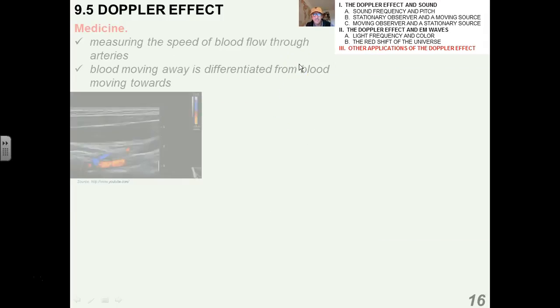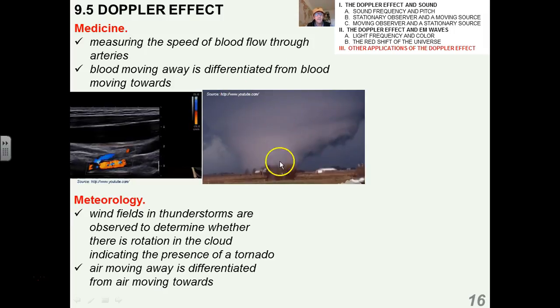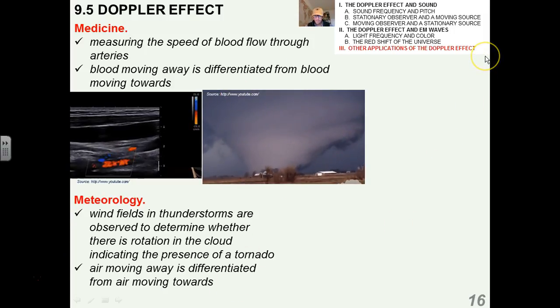How awesome is that? Okay, in medicine, we can measure the speed of blood flow through arteries, and we can determine whether blood is moving away or towards a sensor. And so like in this particular video, I don't know which is which. Usually moving away is a warm color and moving towards is a cool color. I don't know. Okay.